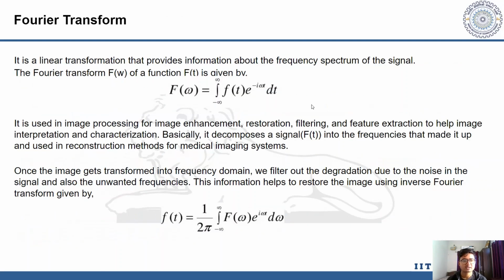Now, an important concept in image processing is the Fourier Transform. It's a linear transformation that provides information about the frequency spectrum of the signal. The Fourier Transform function F(t) is given by this expression. It is used in image processing for image enhancement, restoration, filtering, and feature extraction to help image interpretation and characterization. Basically, it decomposes a signal f(t) into the frequencies that make it up and is used in reconstruction methods for medical imaging systems. Once the image gets transformed into the frequency domain, we filter out the degradation due to noise in the signal and also the unwanted frequencies. This information helps to restore the image using the inverse Fourier transformation given by this expression.